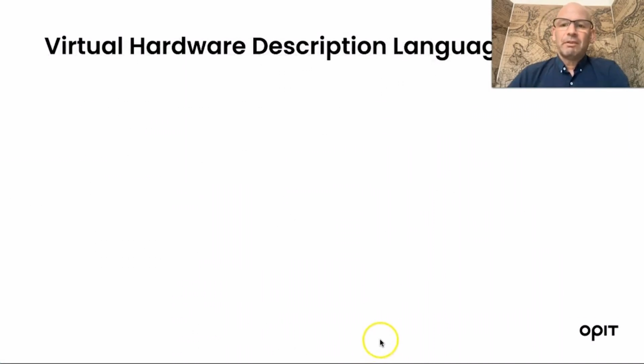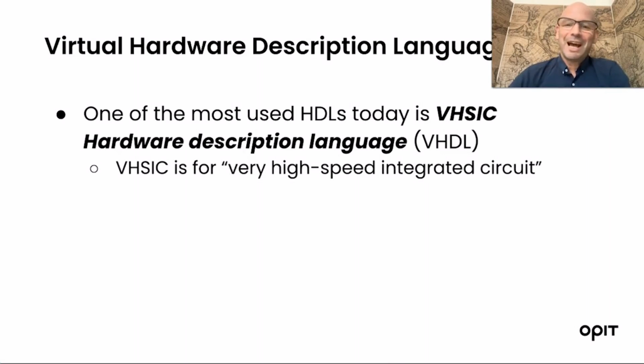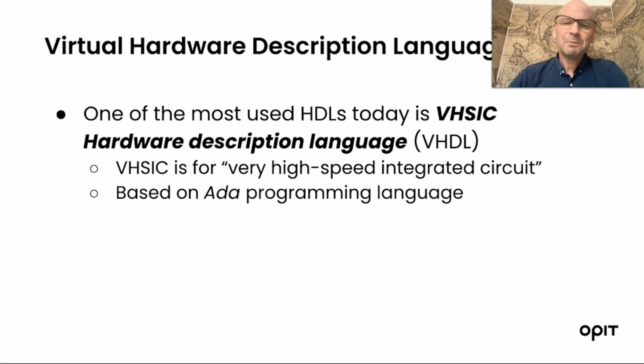So let's take a look at an example of a hardware description language. One of the most used hardware description languages today, basically a simplified low-level programming language, is the VHSIC hardware description language, which stands for Very High Speed Integrated Circuit. So that's a mouthful, and the acronym is VHDL. It's based on a previously created programming language called Ada, named after Ada Lovelace, who was considered to be one of the first computer programmers.